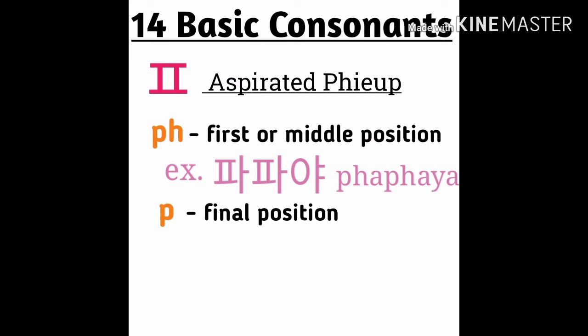And the next rule is, when the aspirated p-up is in the final position, the sound value will be p, letter P. Example, in this word, the aspirated p-up is placed at the last or final position, so the sound value is letter P. We will pronounce this word as yop.